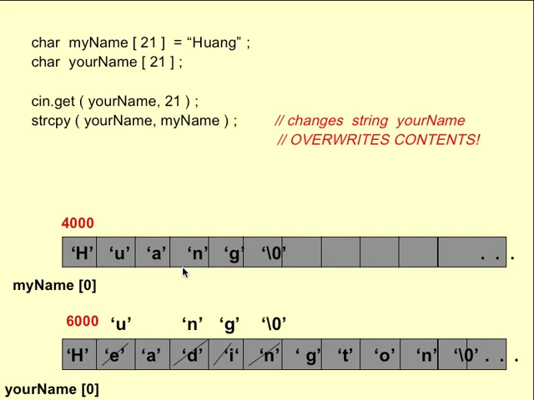Here we are overwriting the content. Oh, this is an interesting phenomenon that occurs. So here we have get your name. Now string copy your name, my name to your name. So it changes the string your name, overwrites the content. So H is still the same. A, this one's different, this one's different, this one, that's all still the same. So it just takes the content and overwrites it.